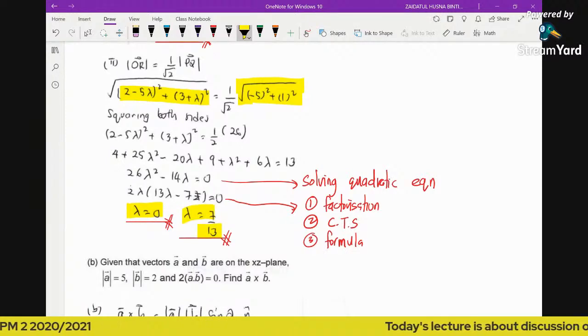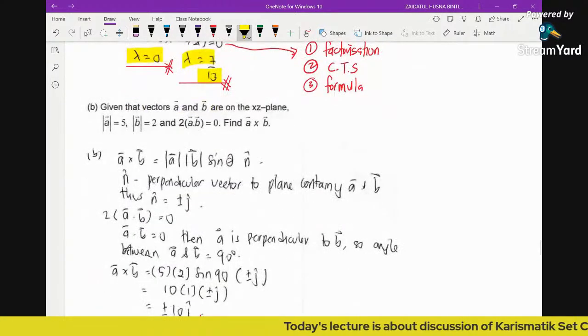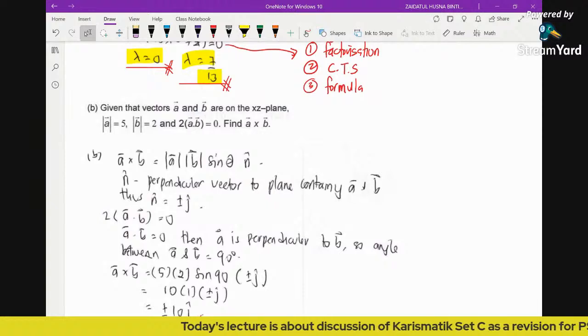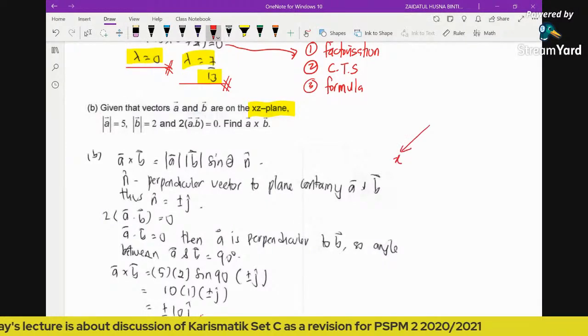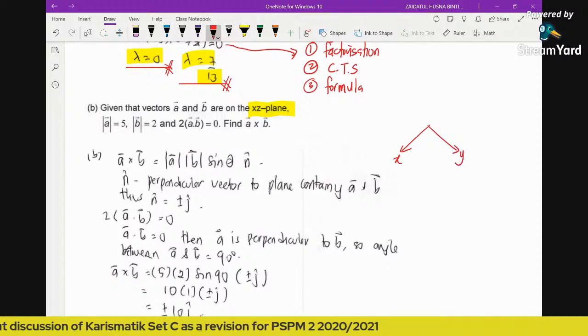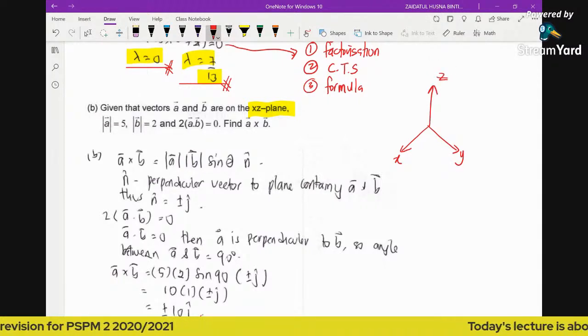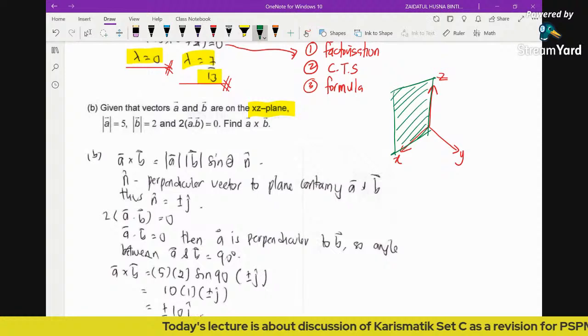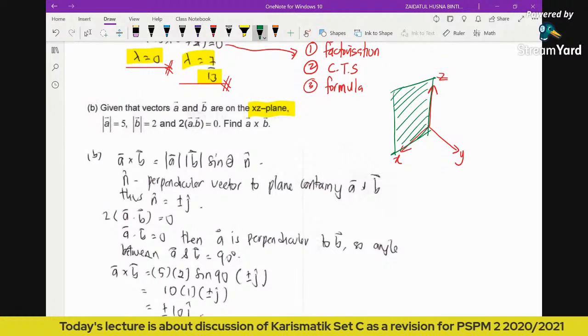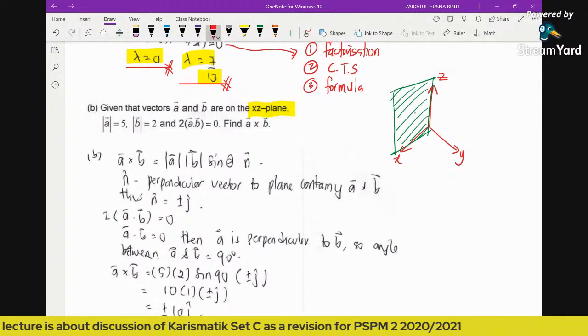Okay, and next, B. Given vectors A and B are on the XZ plane. What does it mean? XZ plane. You imagine this is your X axis, Y axis, and this is your Z axis. If the two vectors are on the XZ plane, this is basically the plane. So now, A and B are both on the XZ plane.